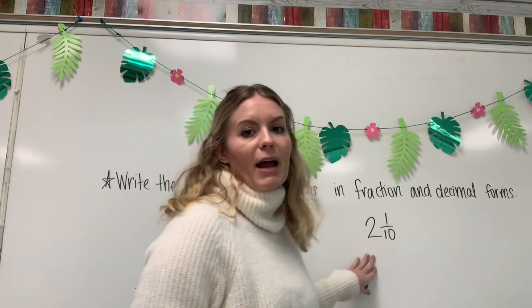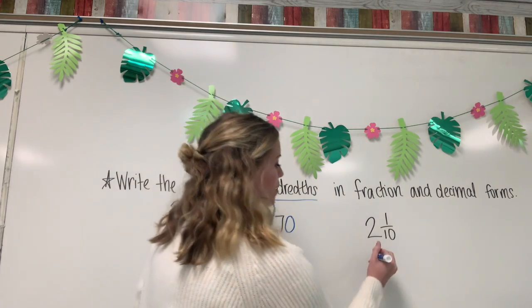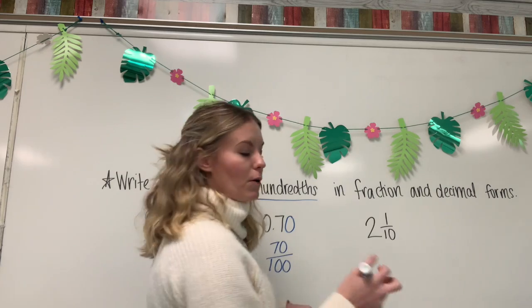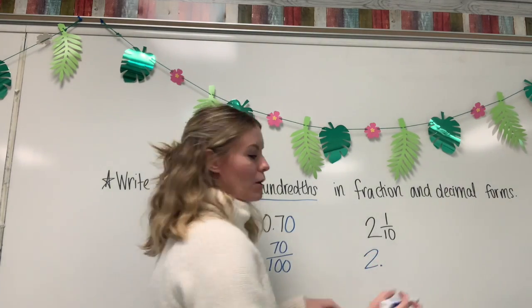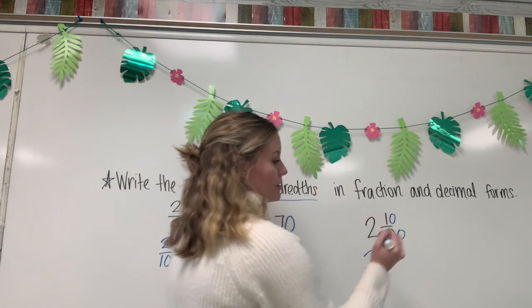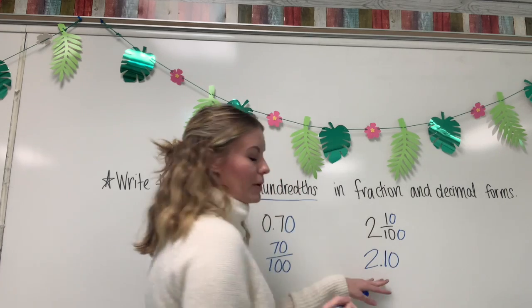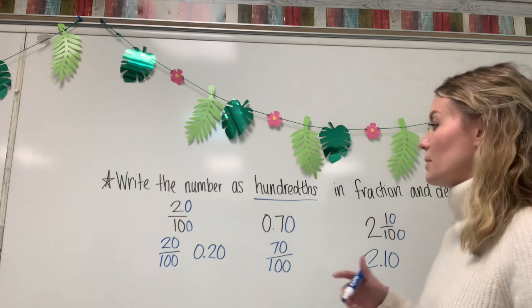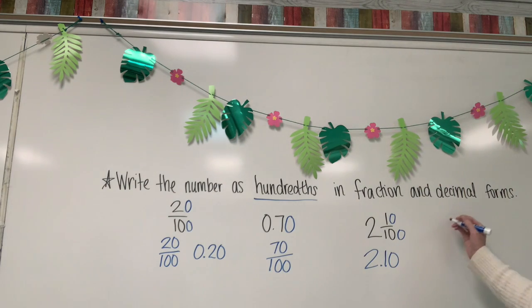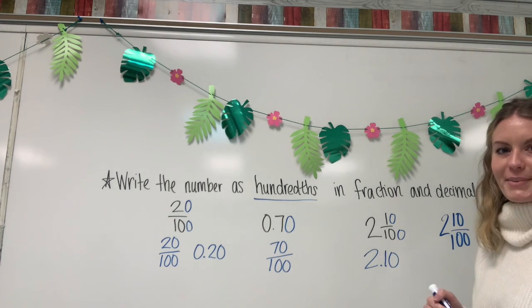And now our last one, we have a mixed number, 2 and 1/10. Let's do our decimal first. Our whole number is 2. We're making it into hundredths, so we have to add a 0 to the top and the bottom, so we have 10 hundredths. So here's our decimal form, 2 and 10 hundredths. For this to be a fraction, it'll look just like this, 2 and 10 hundredths. Okay?